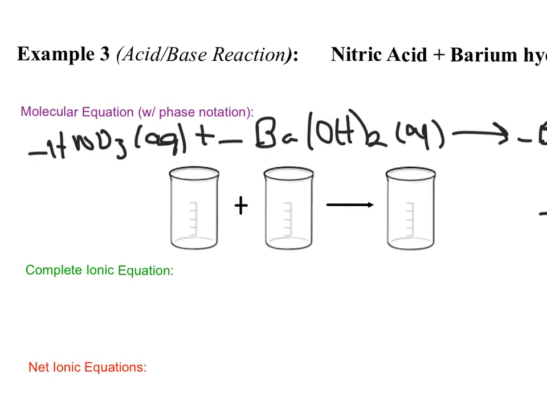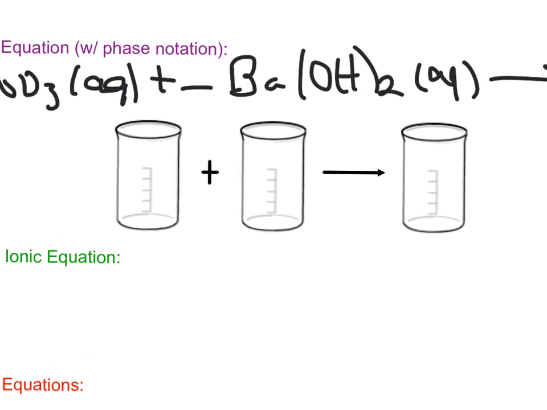So I've got nitric acid, which we said was aqueous, which means we're going to end up with hydrogen ions and NO3 ions floating around. Same thing with barium hydroxide. Both of those guys are aqueous, so we're going to have those ions floating around, but we mix them together and we're going to get water, which is, these are all in water, right? But this guy's going to stay together.